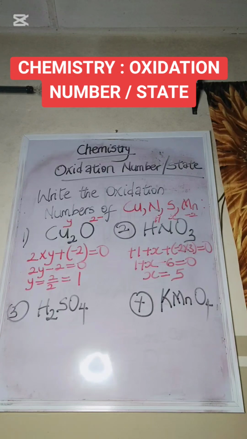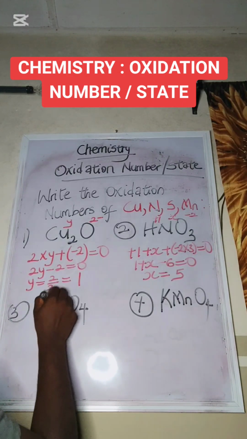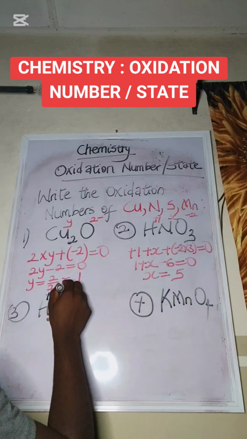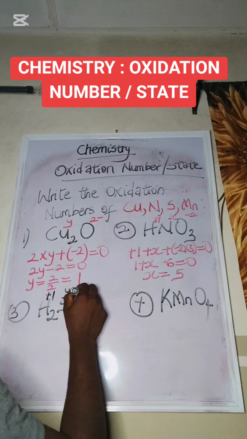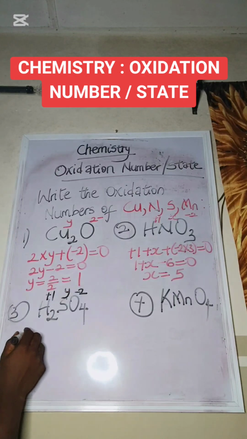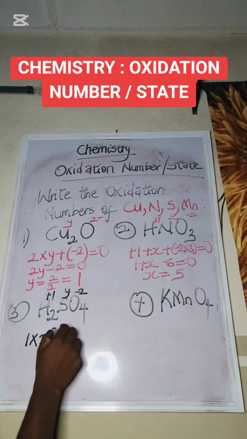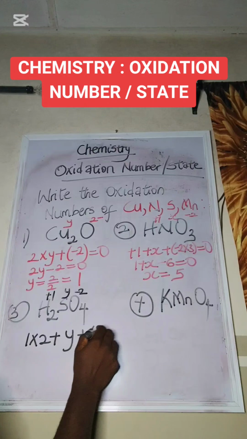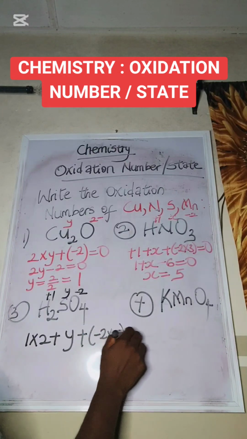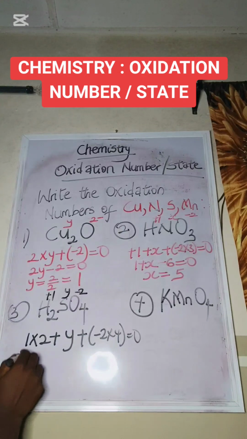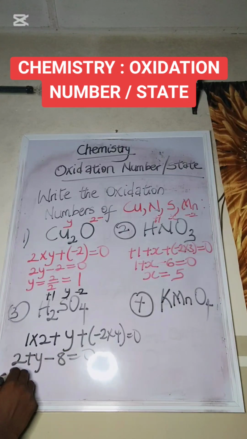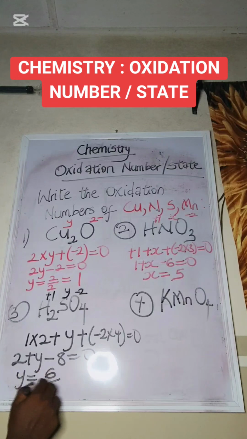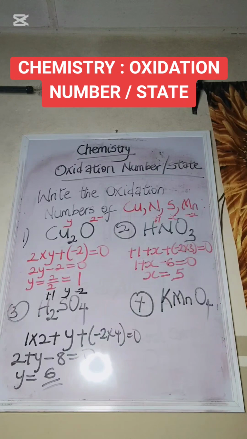Then the third one is H2SO4. This is +1, let's call this one y, and this is -2. So we have 1 times 2 plus y plus minus 2 times 4 is equal to 0. So we have 2 plus y minus 8 is equal to 0. So y is equal to 6. So the oxidation number of sulfur in H2SO4 is 6.